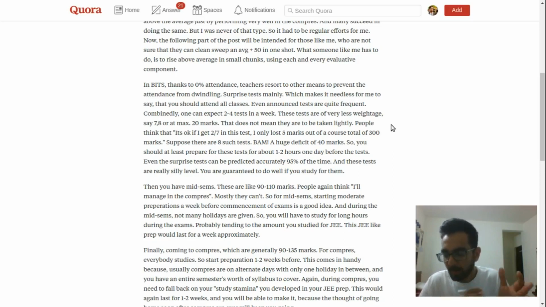Among all courses, you'll have around 4 tests a week. Now the weightage of these is very less, around 7 marks, 8 marks or maximum 20 marks, generally it doesn't go higher than that. And that is why people take them lightly.